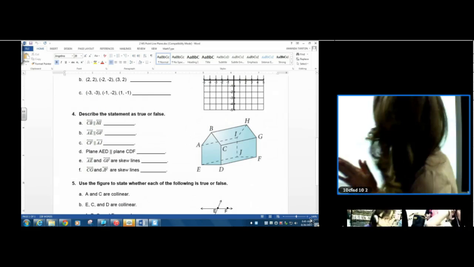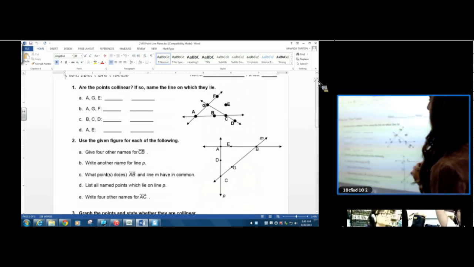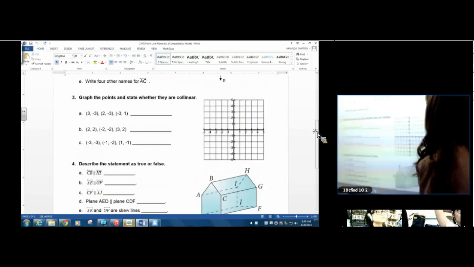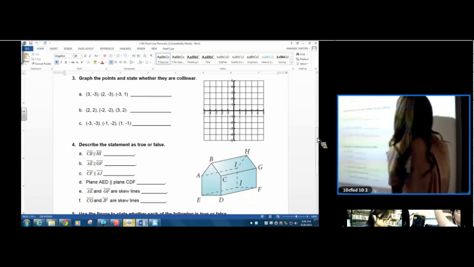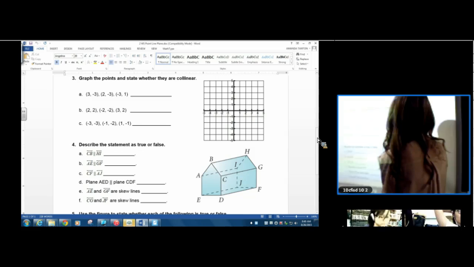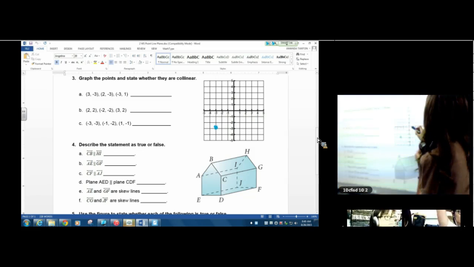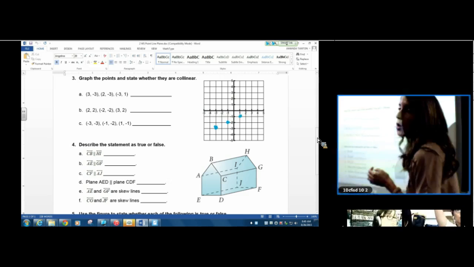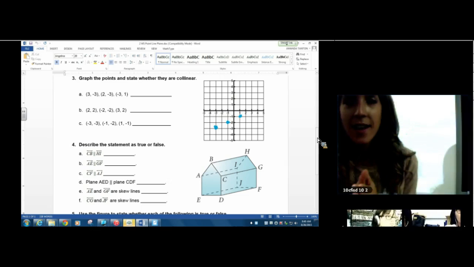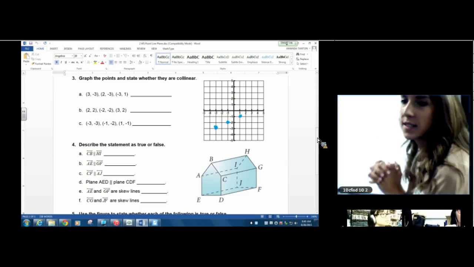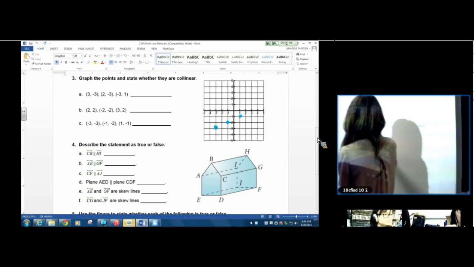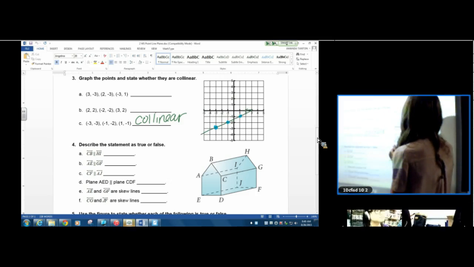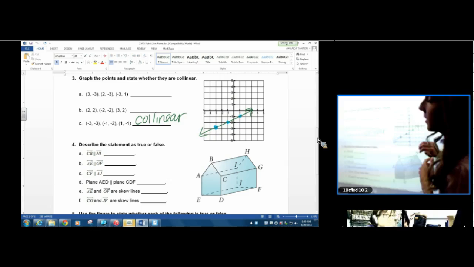Okay, so we're going over the homework, point line plane practice, and we are starting with 3C. 3C says graph the points and state whether they are collinear. So -3, -3, -1, -2, and 1, -1. Remember, collinear means I can connect them with a straight path. And so, yes, they are collinear. And so the answer to that one is collinear. Because, yes, I can connect them with a straight path. All right.